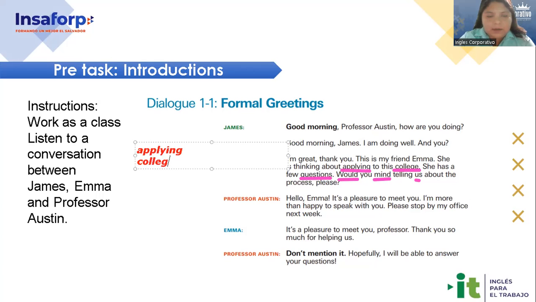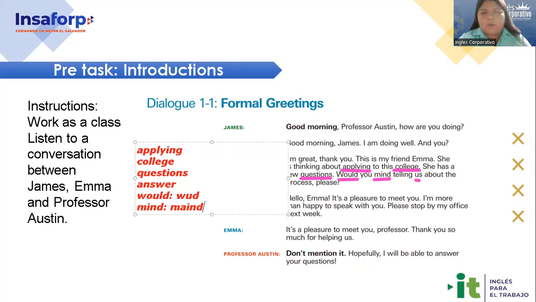Applying, college, questions, and the other one was answer a few questions. Would you mind? Would, it's pronounced as would. Would you mind? And the word mind. Would you mind telling us? Okay, us. This is something like this, us, right? Would you mind telling us about the process?